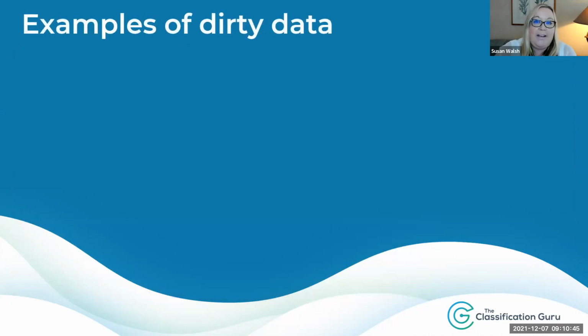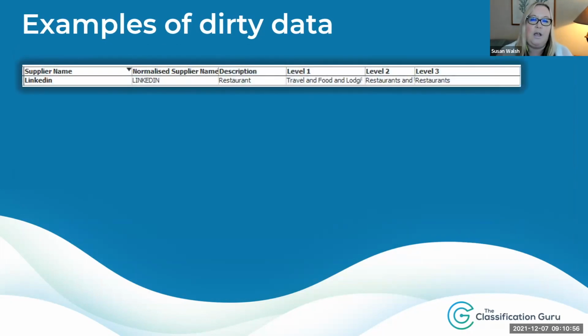And I work in the spend data classification world with procurement data. So I wanted to show you some examples of data from my world that actually might get you thinking about data in a different way. So first of all, this is LinkedIn. So we all know LinkedIn, we're on it now, we're live. It's a networking, recruiting, training platform. What it is not is a restaurant, but somebody classified it as that because they looked at the description.